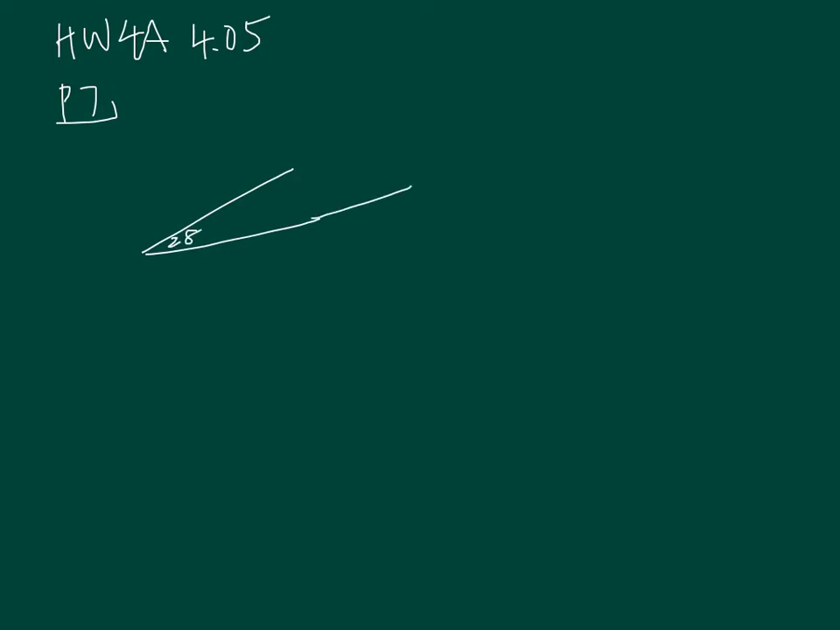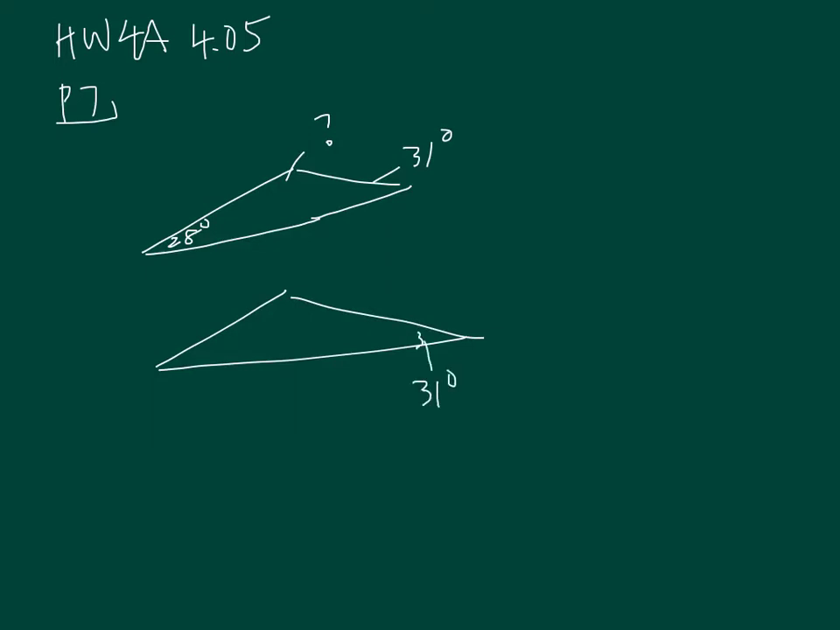So one has 28 degrees, 31 degrees, and you don't know the third one. And the other one you have 31 degrees and 117 degrees, and you don't know the first one. So are these congruent? I mean, not congruent. Are these scaled copies? If these three angles are exactly the same, then they are scaled copies. But how can we tell?